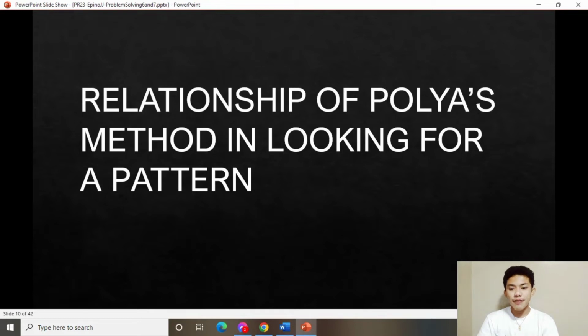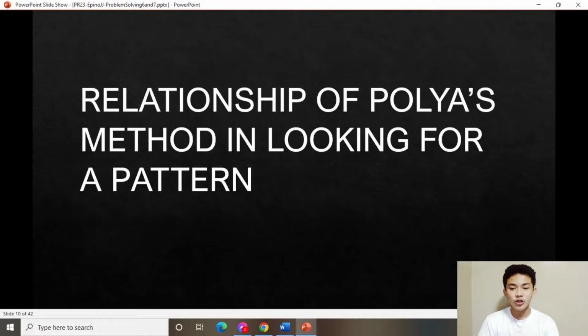Relationship of Polya's method to looking for a pattern. In this section, we will be applying the problem-solving plan you learned about in the last section to solve several real-world problems. You will learn how to develop a table and look for a pattern. The method of making a table is useful when you're solving problems involving numerical relationships. When data is organized in a table, it's easier to recognize the pattern and relationship between numbers.